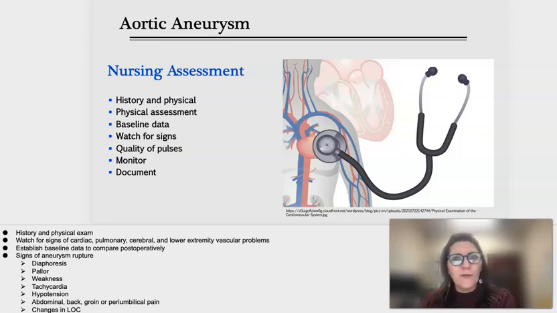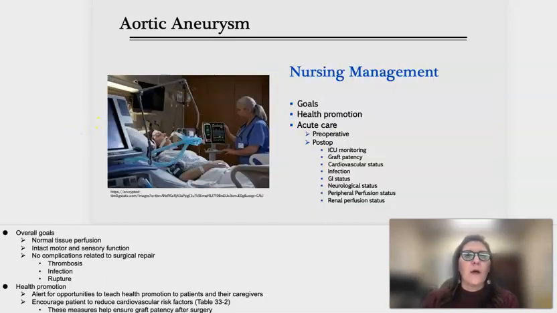And so you want them to go live their life. You reassure them by saying, we're watching it, it's this size, you've quit smoking, your weight is good, you're not doing this, and so we think you're going to be okay. We're doing the best we can to make sure you're okay. So you don't want to scare people because that makes it worse. So the nursing management, overall, we want normal tissue perfusion. We want intact motor and sensory function. We don't want any complications related to the surgical repair like a blood clot or infection or a rupture.